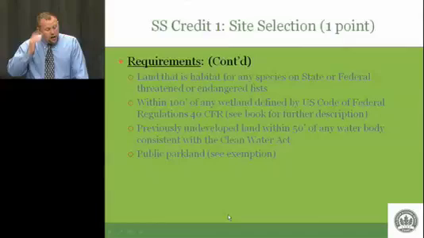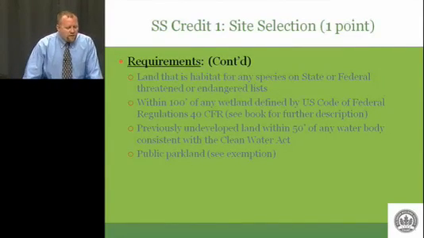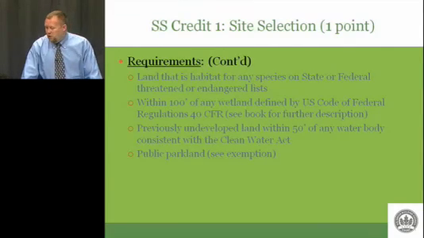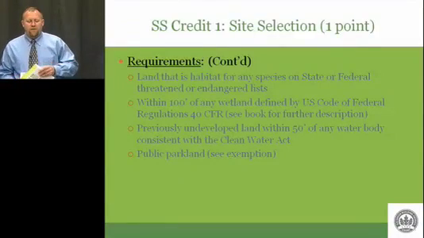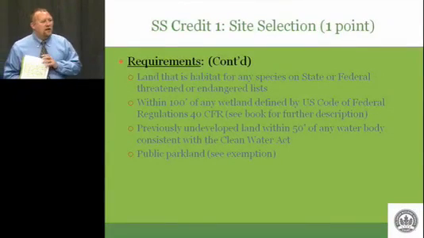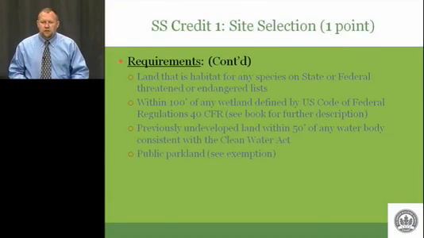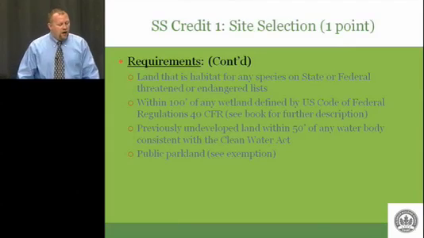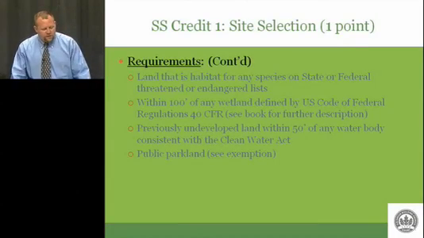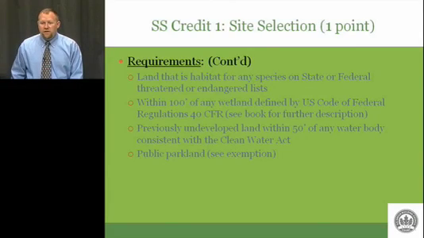Okay. Other requirements for site selection. You can't build on land that is habitat for any species on state or federal threatened or endangered lists. U.S. Fish and Wildlife. If you look in the Green Book, there's a reference in here that takes you to a website for the national list for threatened and endangered species. Okay? You can't develop within 100 feet of any wetland defined by the U.S. Code of Federal Regulations, 40 CFR.